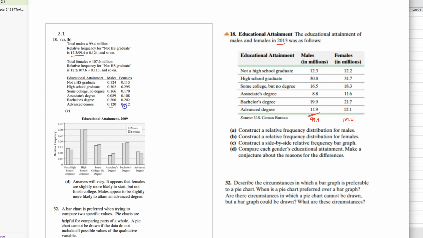And again, to get these numbers, something like an advanced degree, which is a master's or PhD or other types of doctorates, since there's more than PhDs, to get this 0.12, just to show you one more example, you do 11.9 divided by 99.4, and this is what would give you 0.120. That's how you get these values. So this is a relative frequency distribution for the males and females.